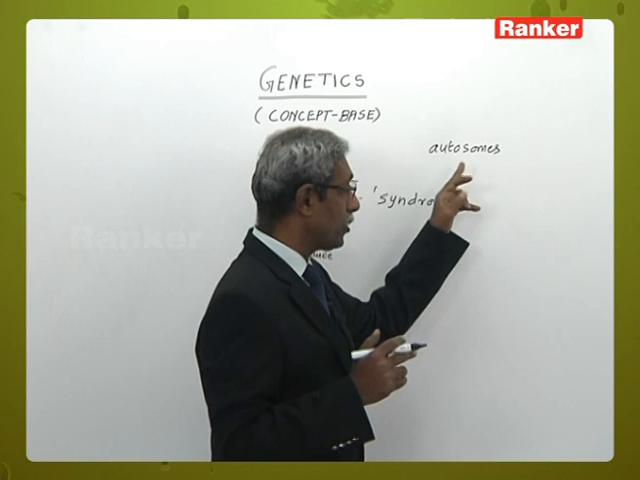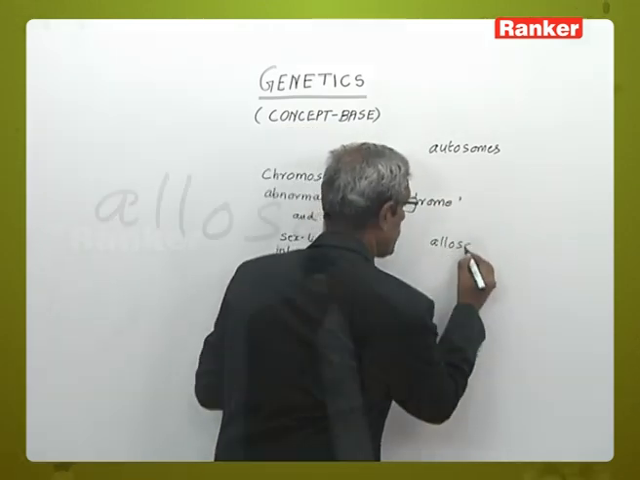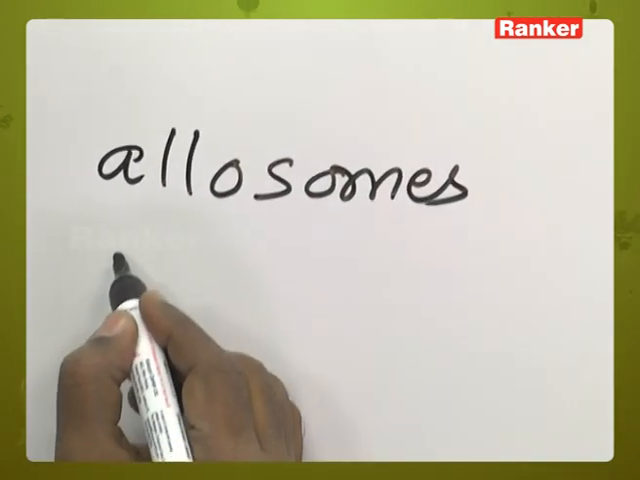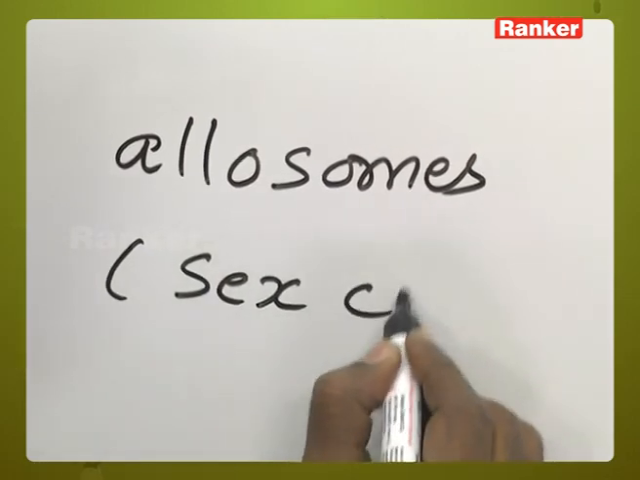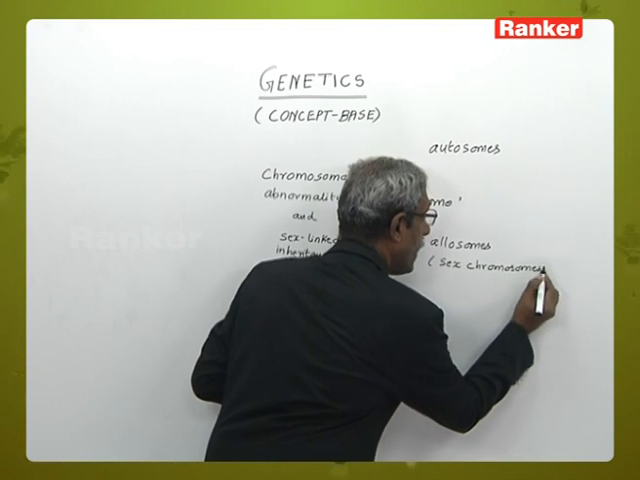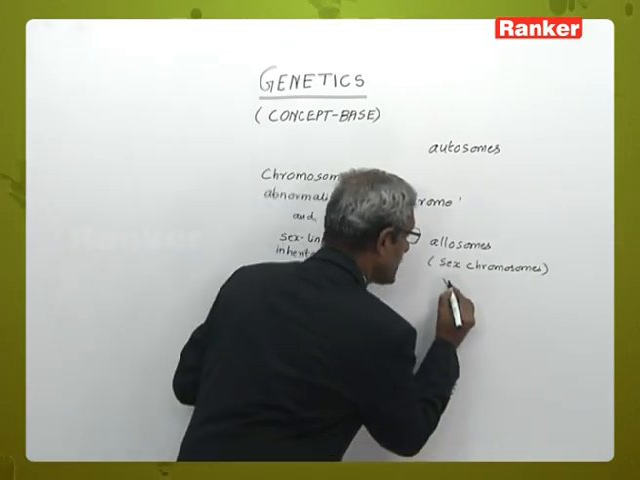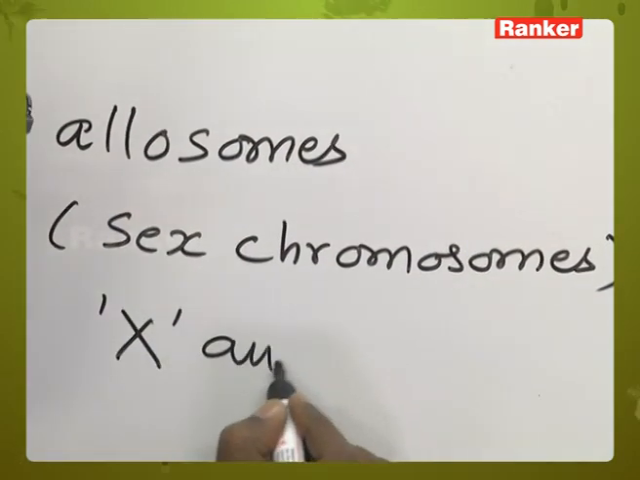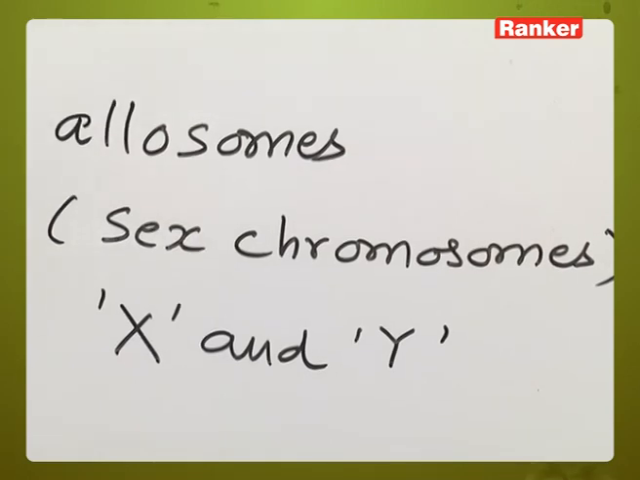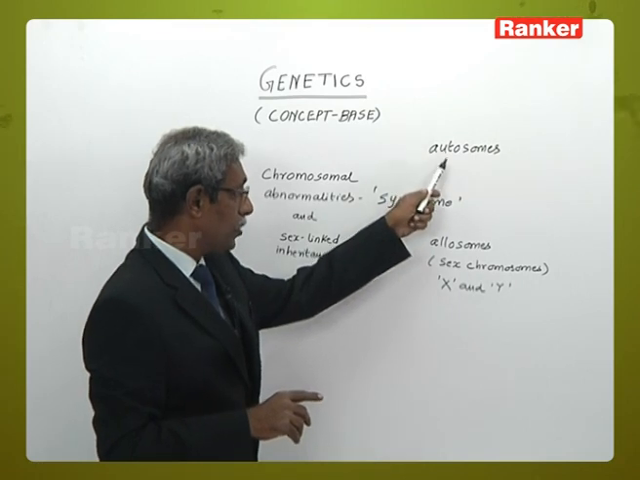In addition to the autosomes, we also have the allosomes. The allosomes are otherwise termed as the sex chromosomes, and the sex chromosomes include the X and the Y chromosomes. So, the X and Y chromosomes or the sex chromosomes are called the allosomes. Then we have the autosomes.